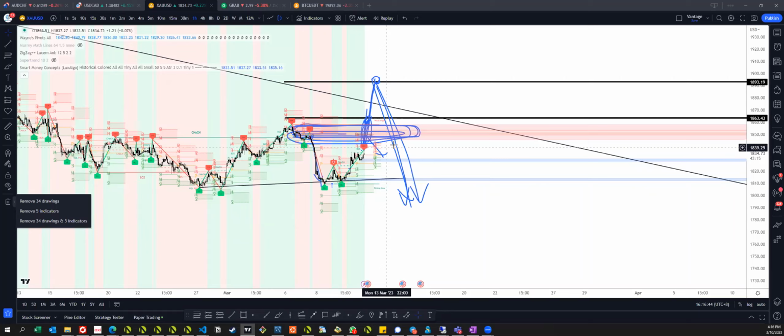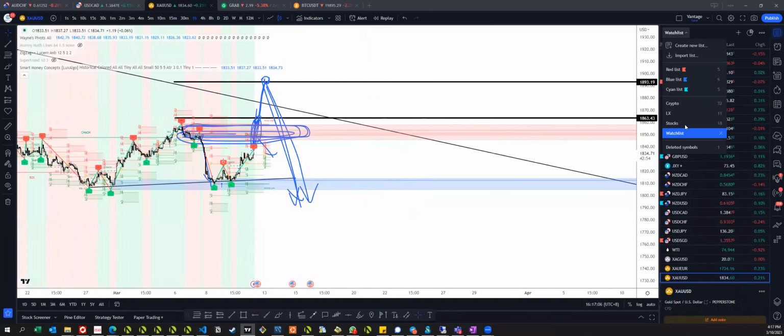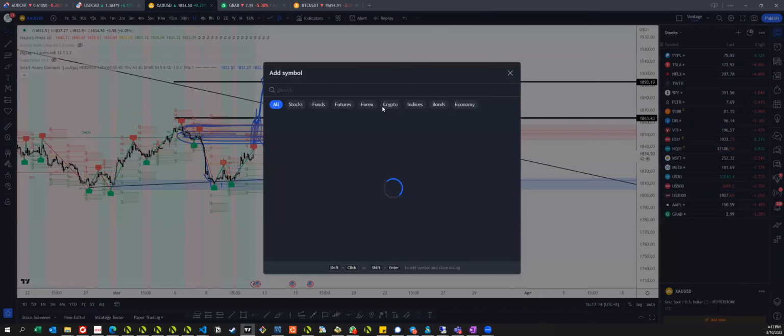Yep. So the next one that I'll be looking at is the indices. A lot of these pairs that I'm looking at are basically dollar dependent, right? A lot of these moves are caused by news on the dollar. So that would be the same thing for indices. I'm going to go US 100. US 100, US 30, US 500, they are roughly the same.